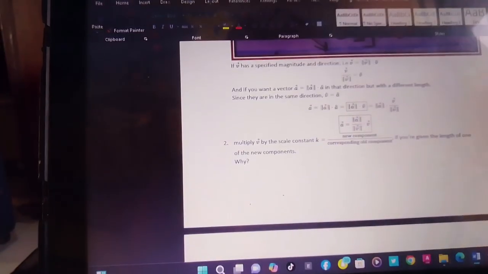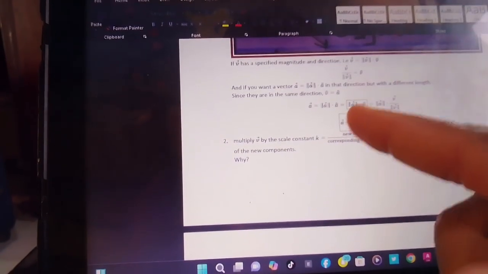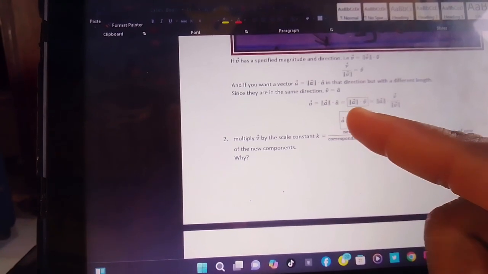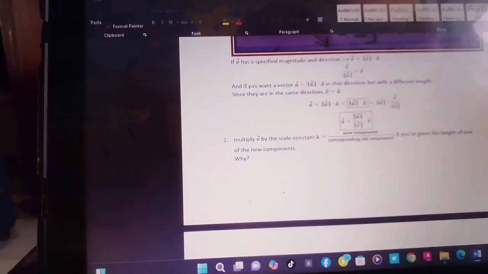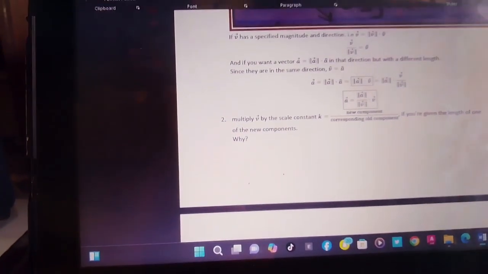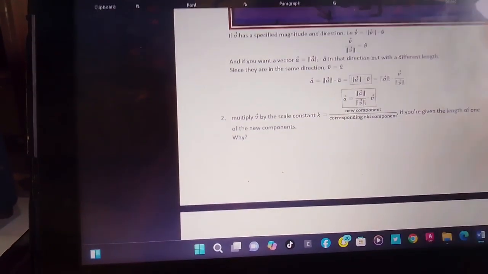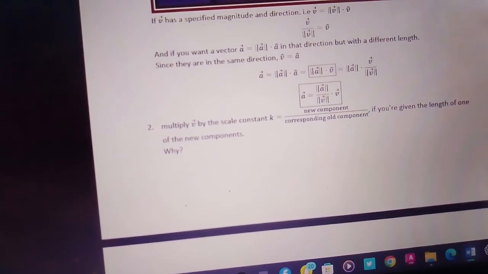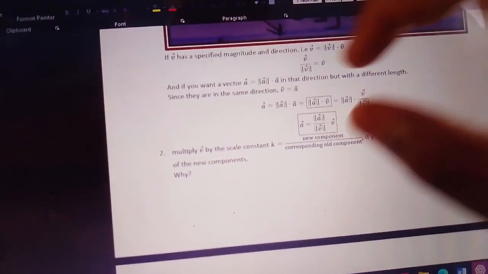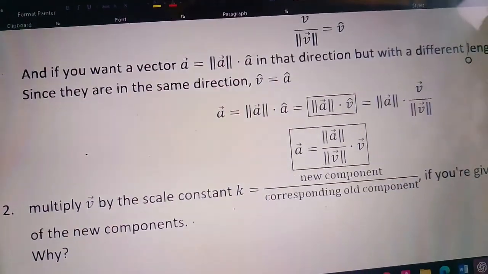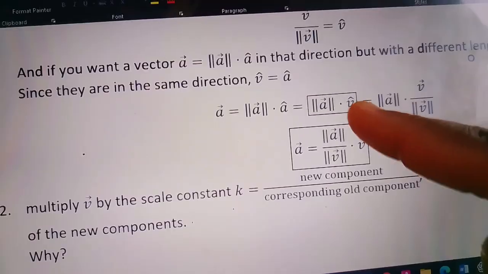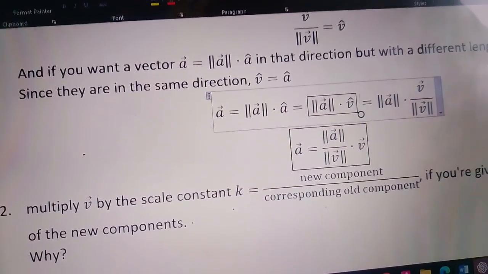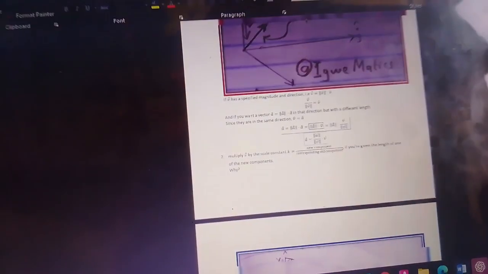Then we can generate any vector in the direction of V just by saying the magnitude of A divided by the magnitude of V times that vector V. In fact, there's no need for you to do that; you can just use the second formula that I put inside the square bracket. Just pick any scalar, multiply by that vector, and you have gotten a new vector that has that same direction.